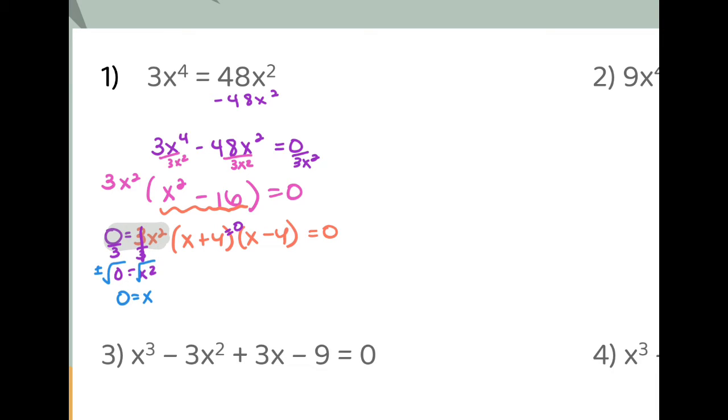Now, it's important that there are two of them there. In the long run, when we get to graphing, that's going to be important, but for right now, we just need the 0 once. Then I go to the second one, x plus 4 equals 0, subtract the 4, and x would equal negative 4. And then I go to the last one, x minus 4 equals 0, add the 4, and I get x equals 4. So there are three answers here: negative 4, 0, and positive 4.